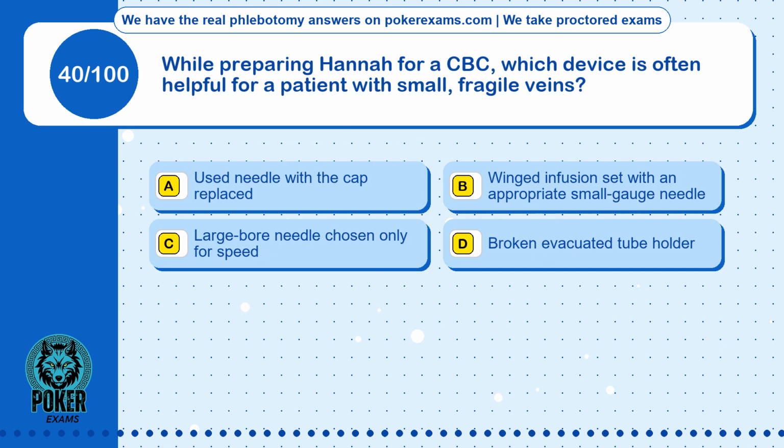Question 40. While preparing HANA for a CBC, which device is often helpful for a patient with small, fragile veins? Option A. Used needle with the cap replaced. Option B. Winged infusion set with an appropriate small gauge needle. Option C. Large bore needle chosen only for speed. Option D. Broken evacuated tube holder.